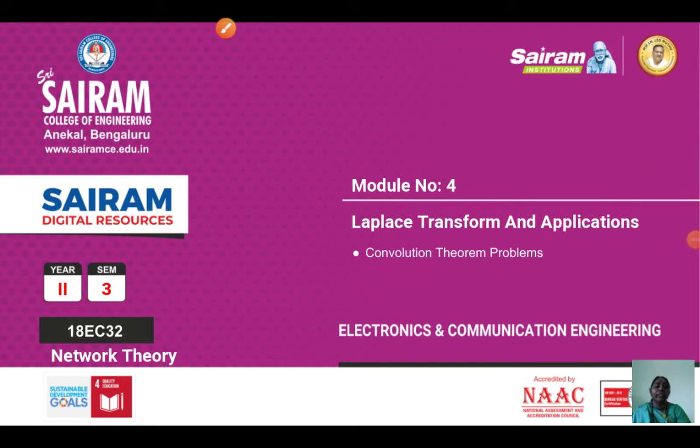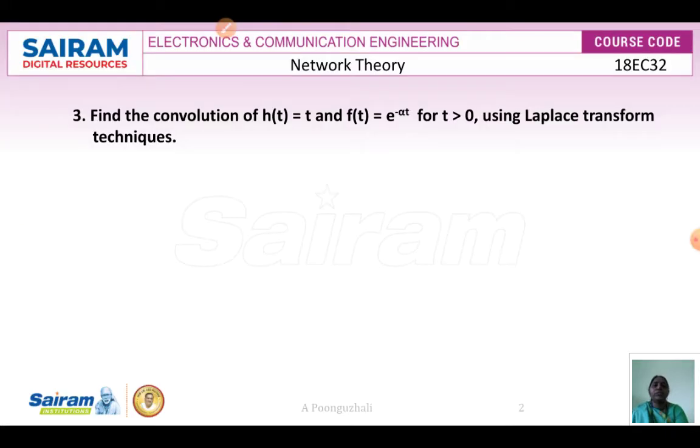In the previous video, we had seen the convolution theorem, its proof, and problems based on the convolution integral. Now we will continue with more convolution theorem problems. First, find the convolution of h of t equal to t and f of t equal to e power minus alpha t for t greater than 0, using the Laplace transform techniques. So here we are going to use the convolution formula.